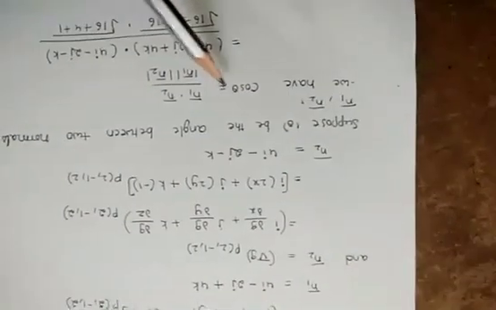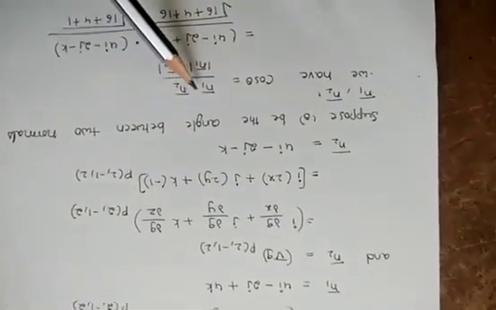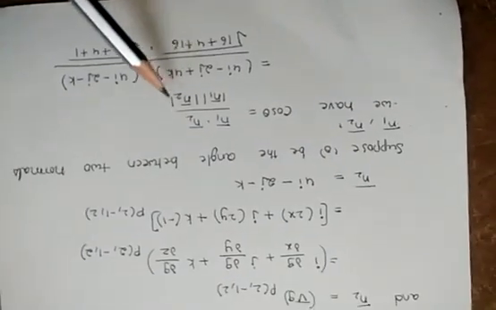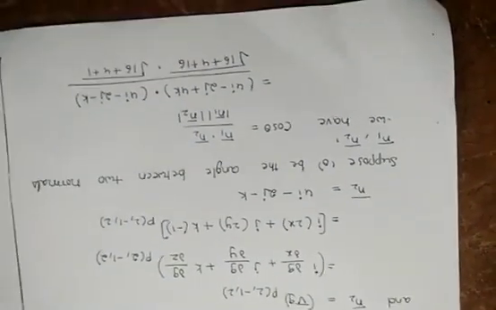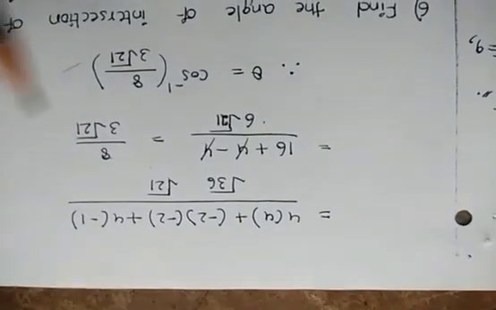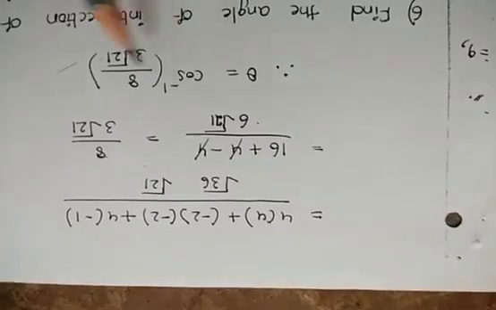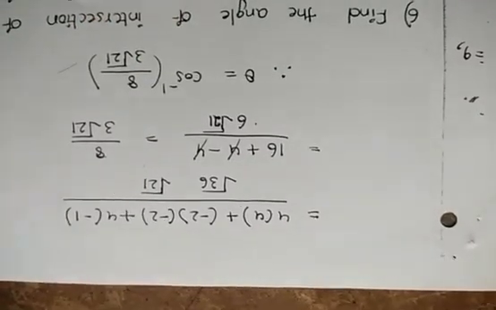We have a known formula. Suppose theta is the angle between two normals, we have cos theta. So the cos theta formula is n1 bar dot n2 bar by modulus of n1 bar into modulus of n2 bar, which gives the required angle between the two normals. That is, theta is cos inverse of 8 by 3 root 21.